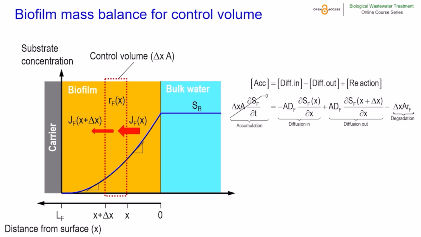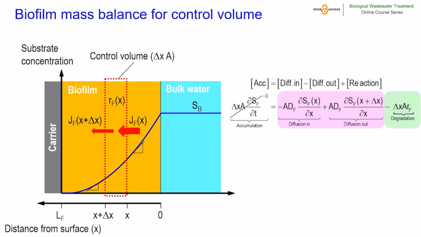We evaluate the situation assuming steady state. Substrate diffuses into and out of the control volume. We use Fick's first law to quantify this. These are the first two terms on the right-hand side of the equation. The third term is the equation describing substrate degradation within the control volume. This equation already now provides very useful information.